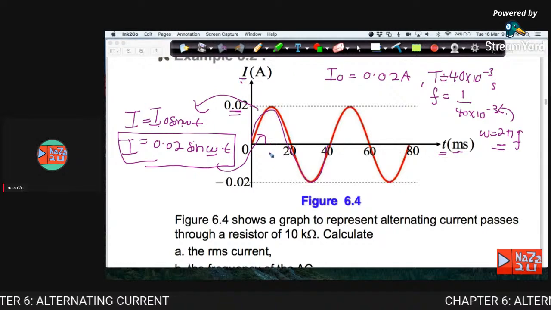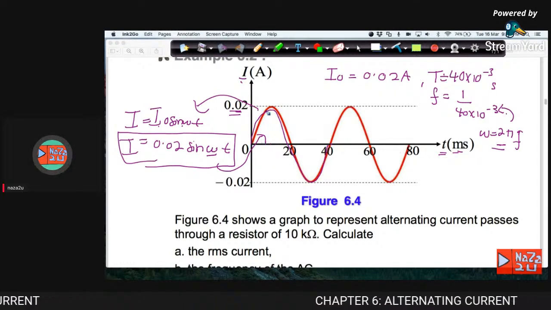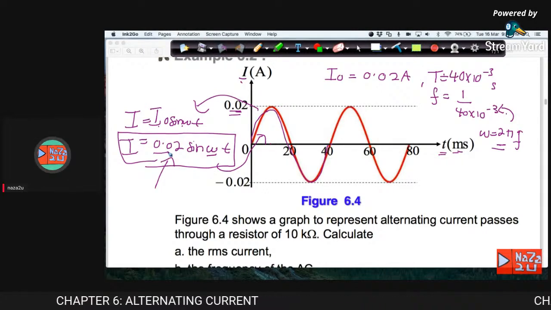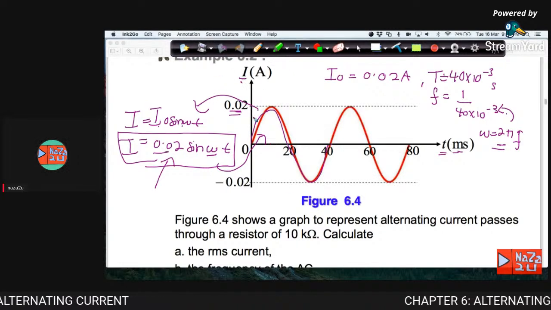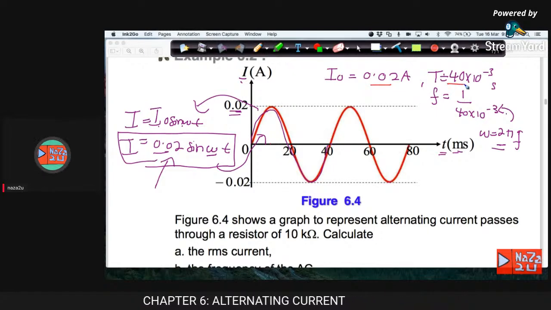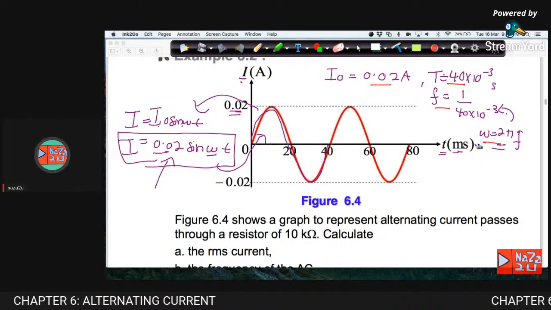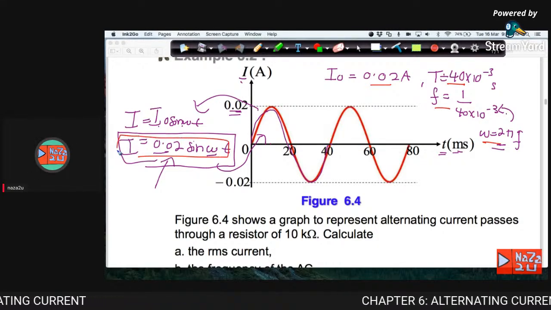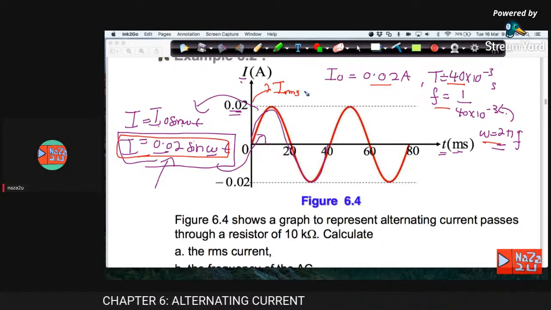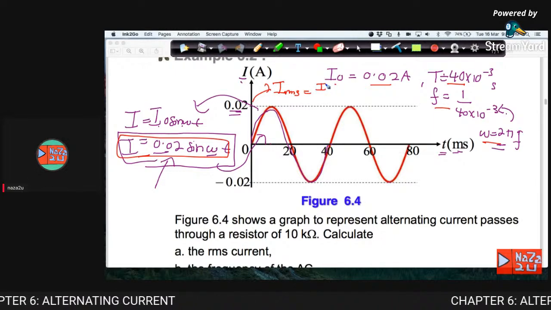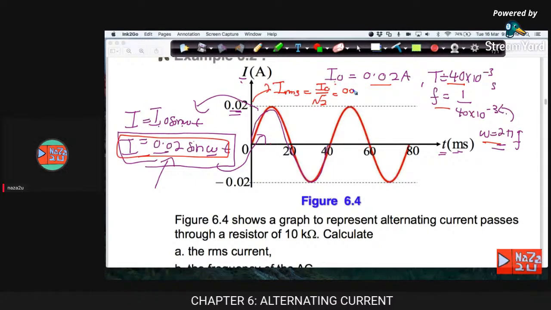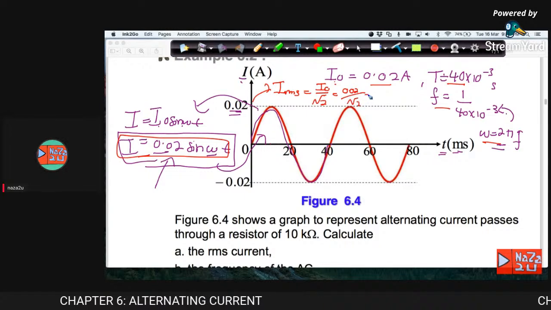So masih ingat lagi kalau kita bincang sinusoidal graph dulu, kalau ada graf macam ni sinusoidal graph ataupun dalam persamaan ini ada banyak maklumat yang dia boleh cari. Antaranya seperti yang kita bincang tadi, kita boleh cari maximum current, kita boleh cari period T, kita boleh cari frekuensi, kita boleh cari omega, kita boleh cari persamaan umum dia. Dan satu lagi saya tinggal, kita boleh cari I RMS, iaitu I0 kita tahu, rumus IRMS I0 divided by square root 2, jadi I0 adalah 0.02 divided by square root 2, kita boleh cari RMS.